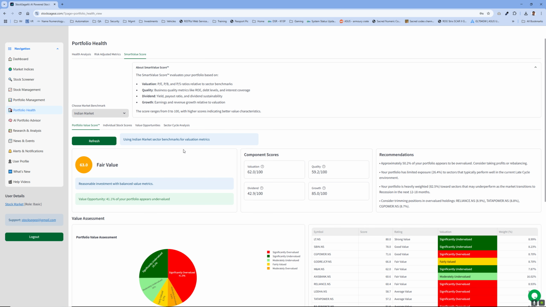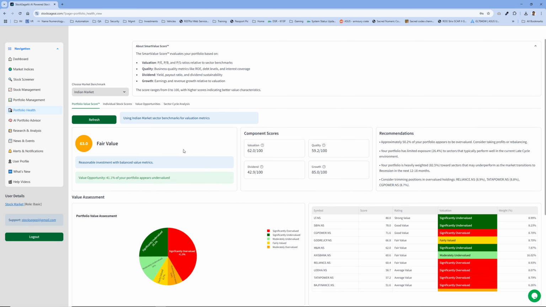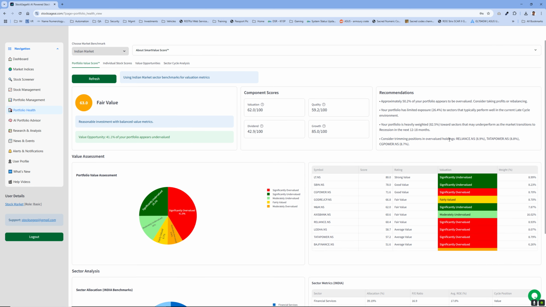Now, on the basis of these numbers, we get an overall portfolio value score. So this number is 63 at this point of time, which is a fair value out of 100. So we have a reasonable investment with balanced value metrics as per the system. There is a value opportunity of 41.1% in your portfolio, which is kind of appearing undervalued. We have certain recommendations, actionable insights by the AI system on how we can improve this.